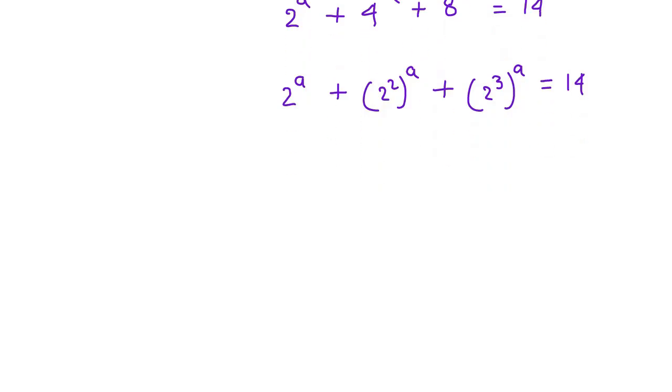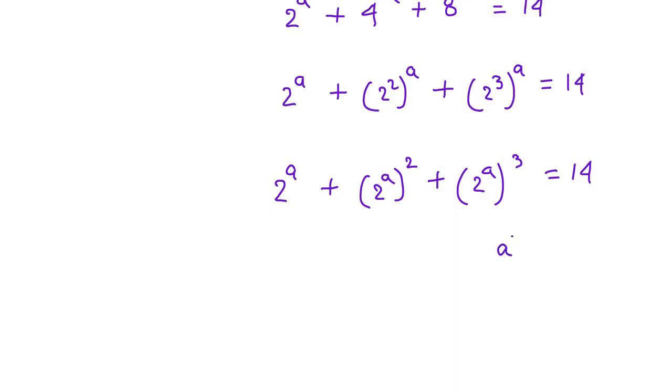Next we can write 2 to the power a plus 2 to the power a whole square plus 2 to the power a whole cube equals 14. Because we can exchange the power, if we have a to the power m whole to the power n, we can write this as a to the power n whole to the power m. We can exchange the power.